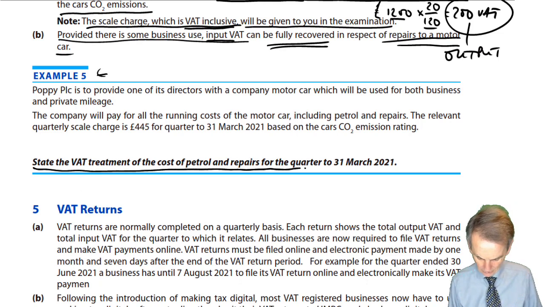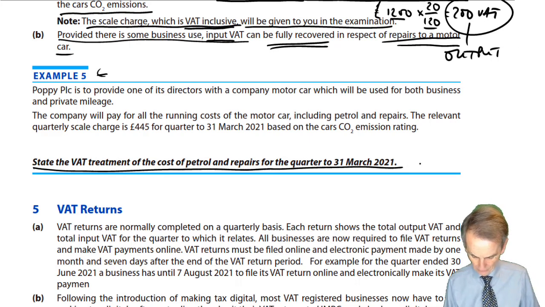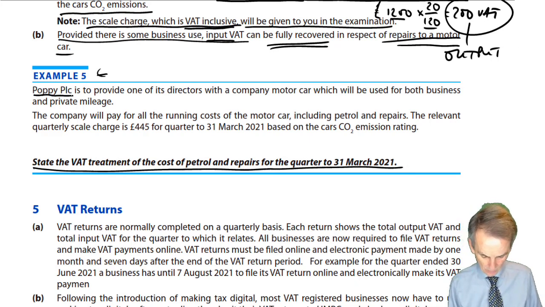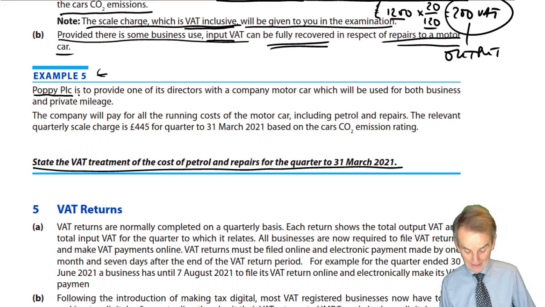Well, job not quite done here, because here you've got example 5, and you've got to state the VAT treatment of the cost of petrol and repairs for the quarter to 31st of March 21 in relation to Poppy PLC. In which case, therefore, pause at this point and answer said question, please.